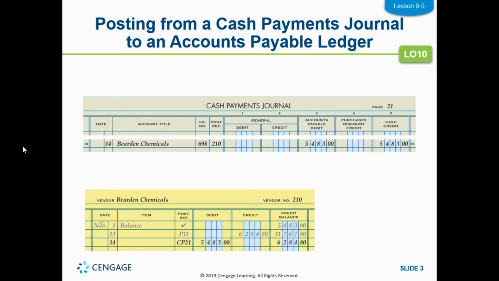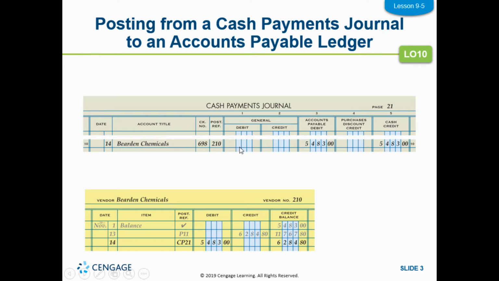Okay, so posting from a cash payments journal to an accounts payable ledger. Now remember, in the cash payments journal, the account title you put in was the name of the vendor into the account title area. And remember, we have general debit and credit. We had accounts payable debit, because with a cash payments journal, that's the only thing that's going to happen to accounts payable. That's all you're going to see in accounts payable is a debit. A purchases discount credit, if we pay a 2/10 net 30 and we take a 2% discount, and then a cash credit.